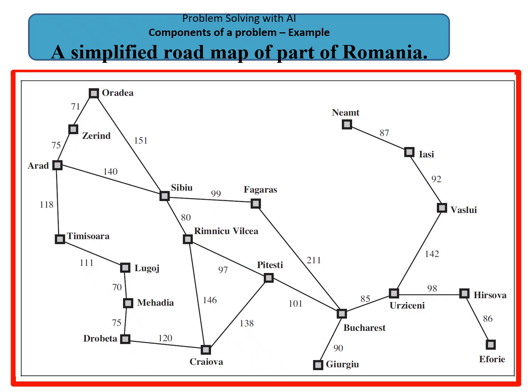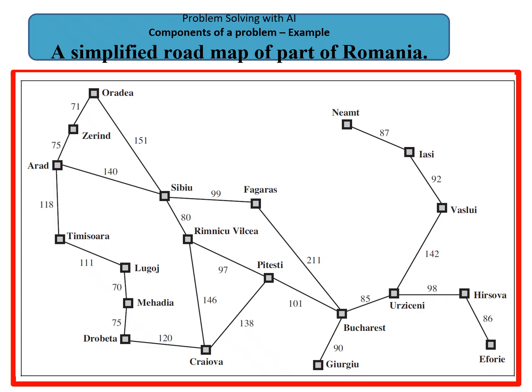This is a good example. Each city is considered a state: Arad, Zerind, Sibiu, Bucharest. The initial state is Arad. The goal state is Bucharest. The operation is the possible action of moving from one city to a neighboring city. The possible actions are go to Zerind, go to Sibiu, go to Timisoara. The path cost: each road has an associated distance cost. Arad to Zerind is 75 kilometers. Arad to Sibiu is 140 kilometers. Sibiu to Fagaras is 99 kilometers.